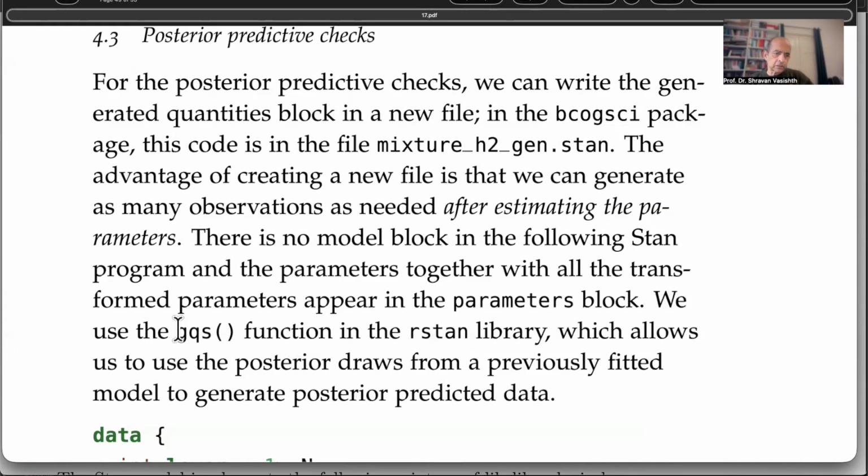there's a function called GQS in Stan, which has the advantage of generating posterior predicted data of any size. So normally, when you produce posterior predicted data, it's going to produce data with the same size as the data that we put into the model. So we can get past that by using the GQS function.